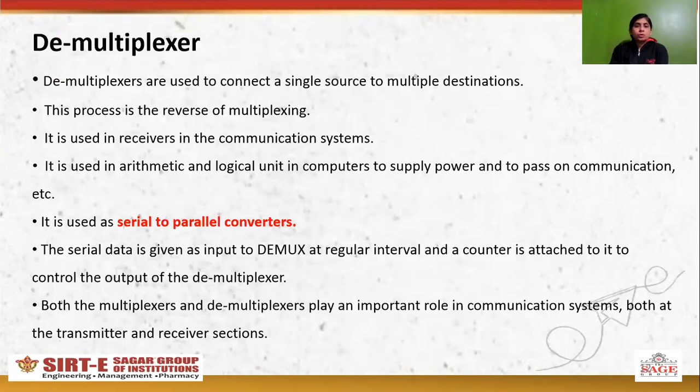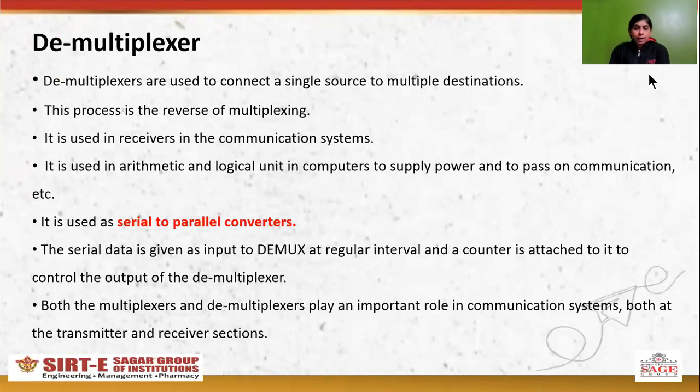Demultiplexers are used to connect a single source to multiple destinations. This process is exactly the reverse of multiplexing. It is used in receivers in communication systems, and in arithmetic and logic units in computers to supply power and pass on communication. It is used as a serial to parallel converter, while a multiplexer is a parallel to serial converter. Serial data is given as input to the demux at regular intervals, and a counter is attached to control the output of the demultiplexer.